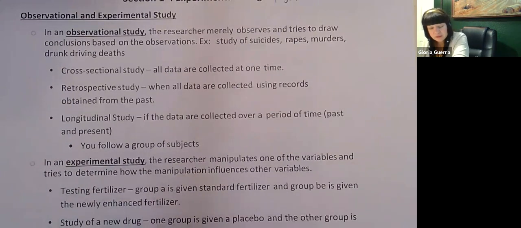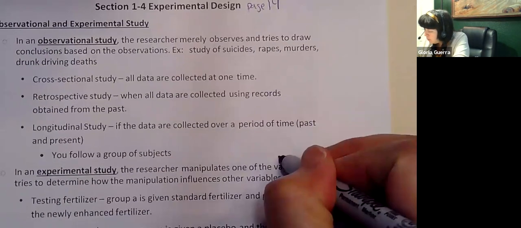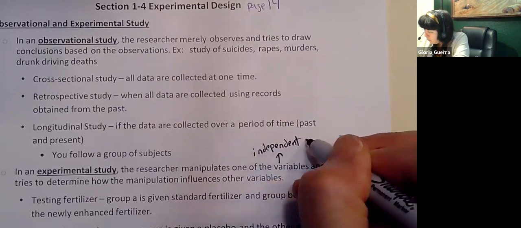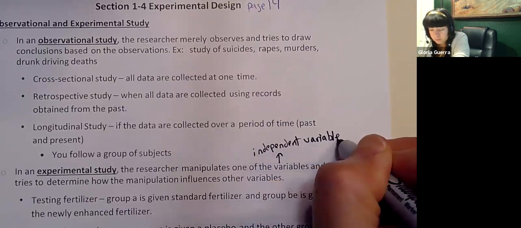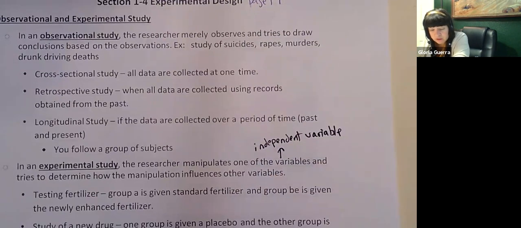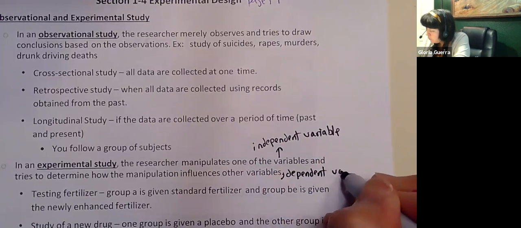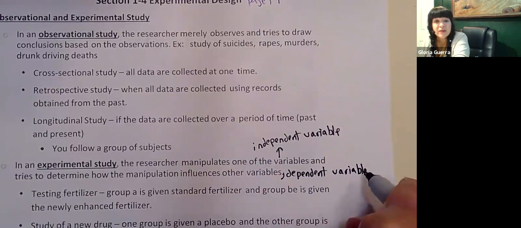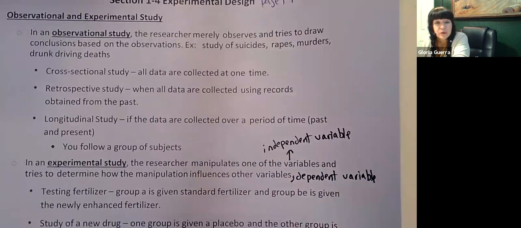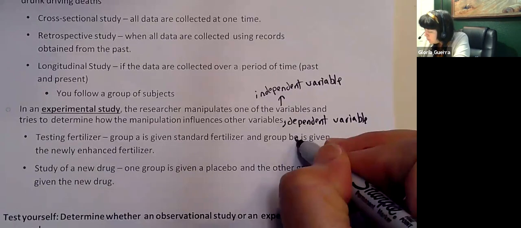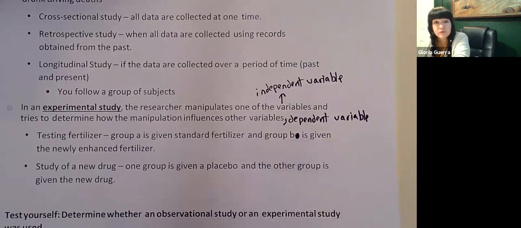Then experimental studies, the researcher manipulates one of the variables, and oftentimes that would be them manipulating the independent variable, and tries to determine how the manipulation influences the other variables, and the other variables would be that of the dependent variable. So they have some examples, like us testing fertilizer. Group A is given standard fertilizer, and then group B is given the newly enhanced fertilizer.